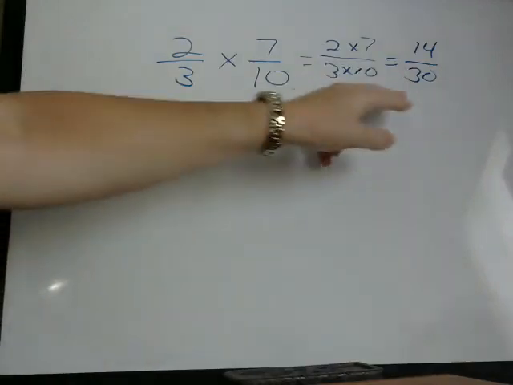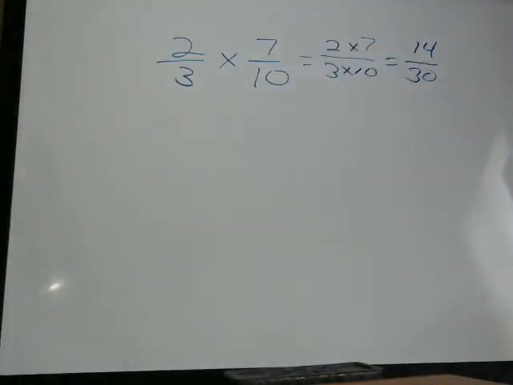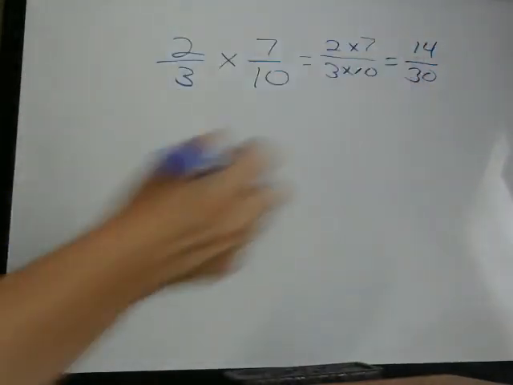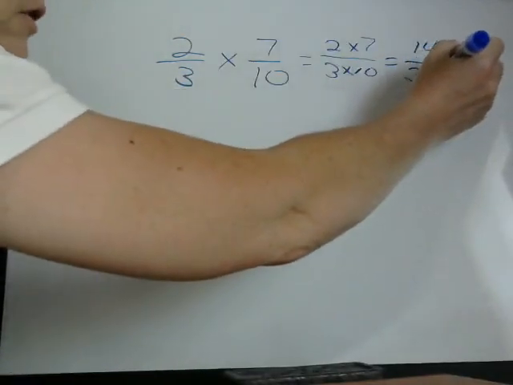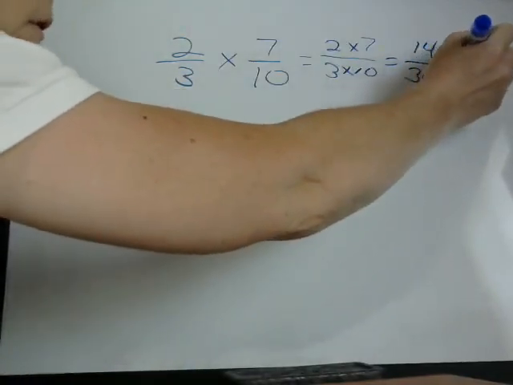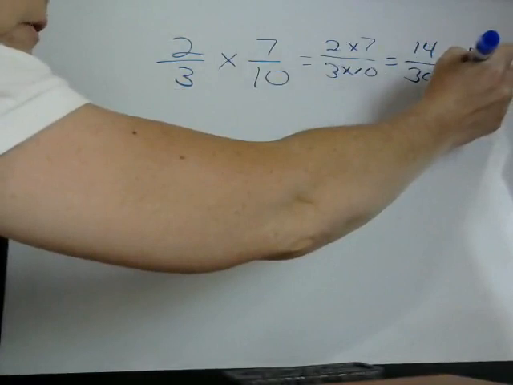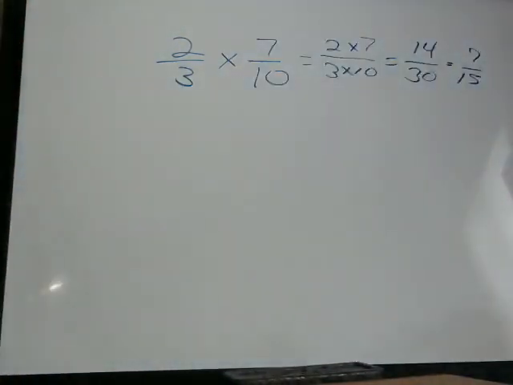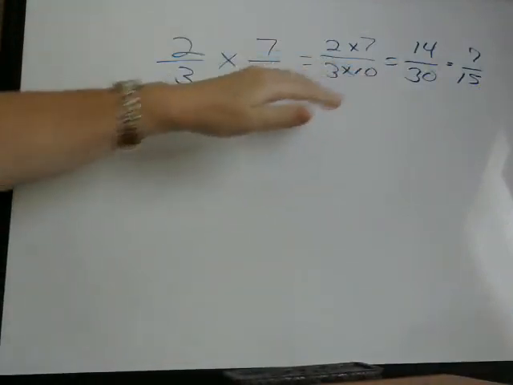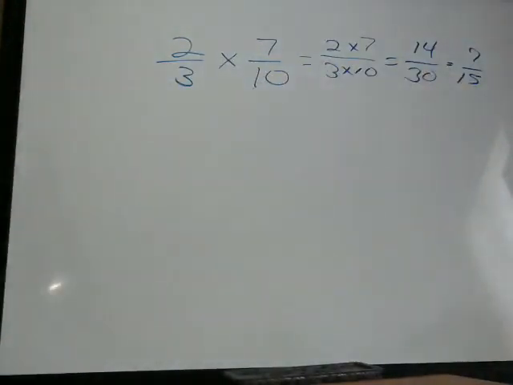So now we have to translate that to lowest terms. We can see that both the numerator and the denominator can be divided by 2. So 14 divided by 2 is 7, 30 divided by 2 is 15. So our final answer is going to be 7/15 in lowest terms. So that's one way to do it, is multiply straight across and then put your answer in lowest terms.